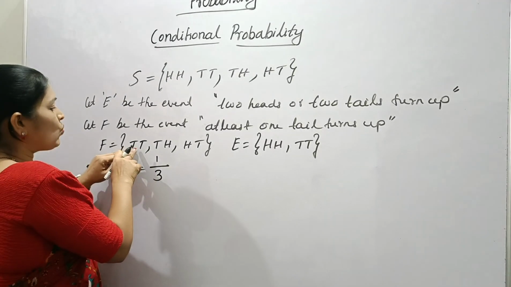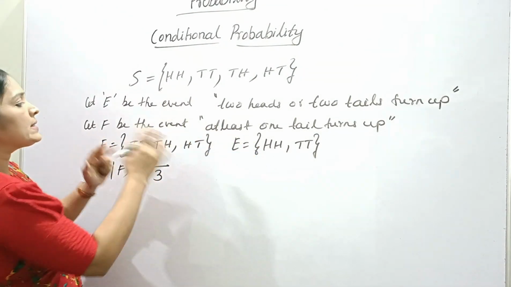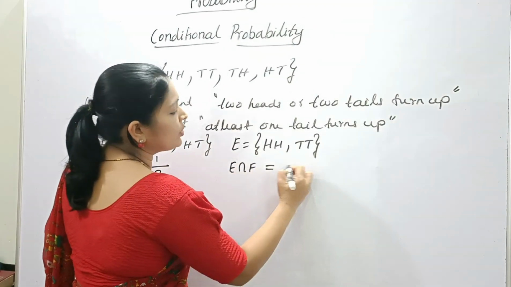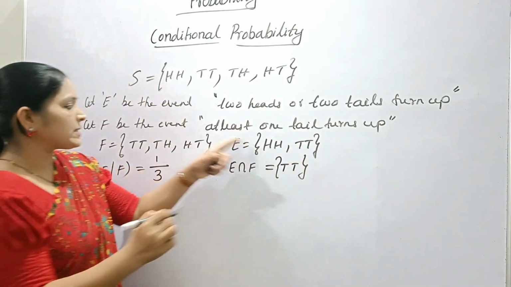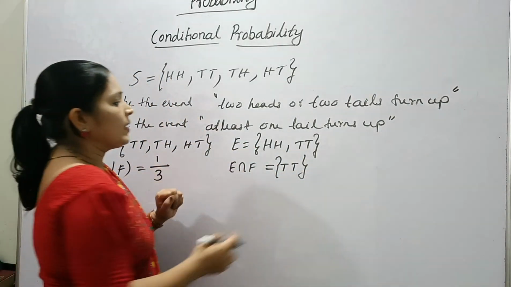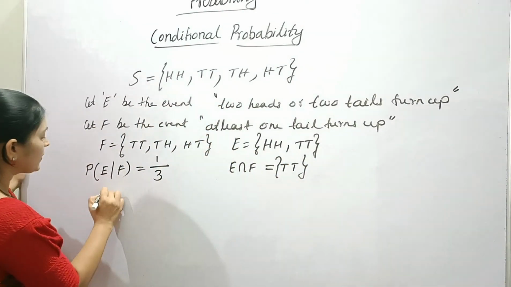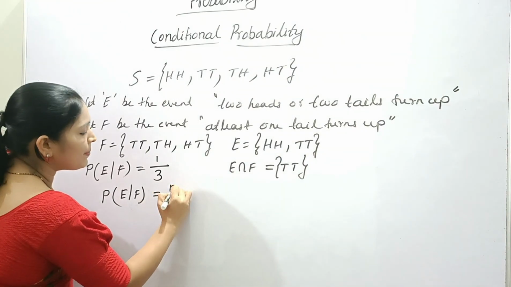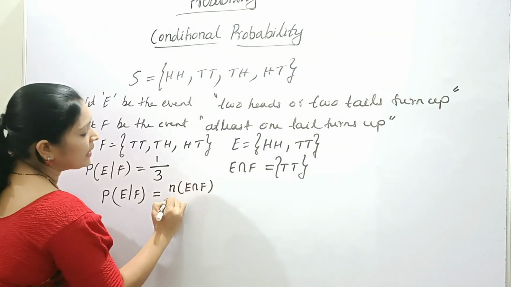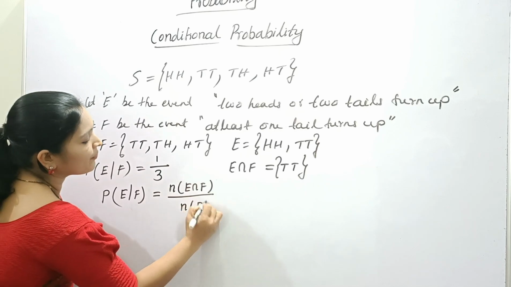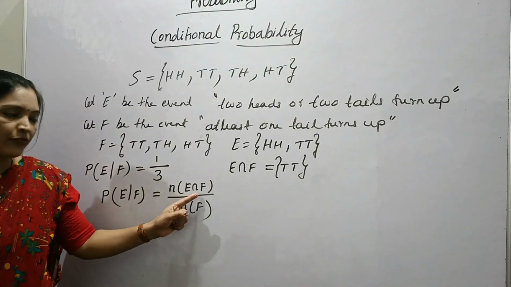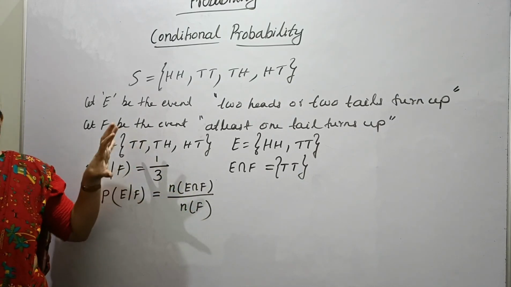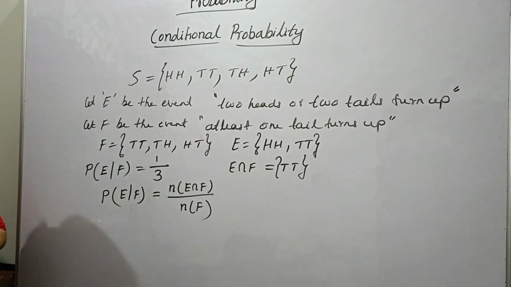And here, what is TT? It is nothing but the intersection of E and F. E intersection F is equal to TT. So here we can write probability of E given F is equal to the number of elements of E intersection F divided by the number of elements of F. In this way we can find the conditional probability.